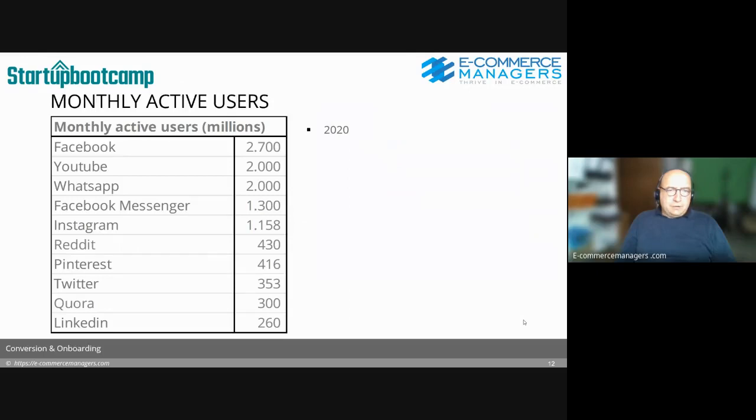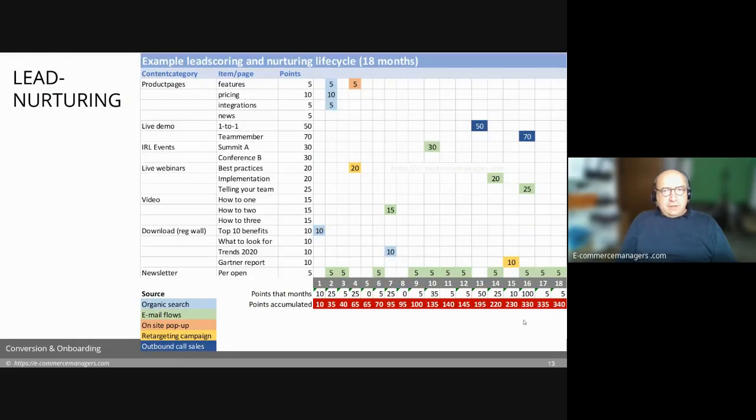For B2B, of course, LinkedIn and Twitter, and Quora is really quite big in B2B. And WhatsApp: advertising at this moment is not possible, but WhatsApp for business integration in your communication channels is upcoming. That's an option.